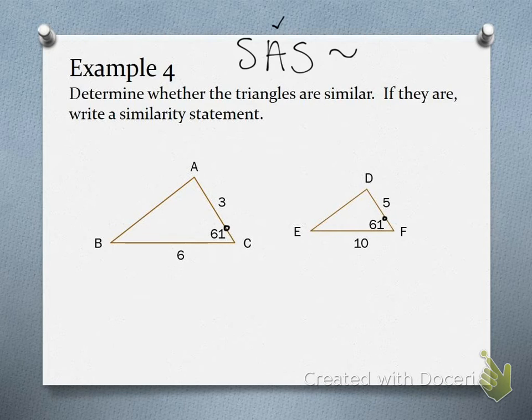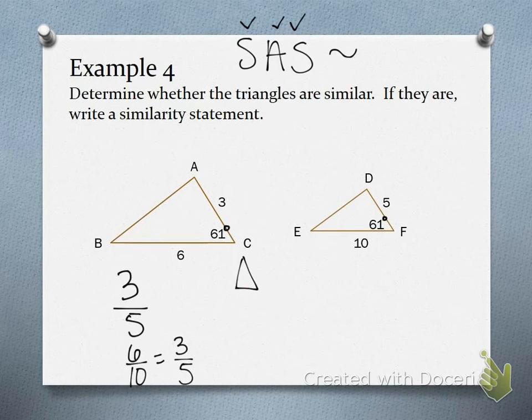So we would compare 3, so side AC, to what side? 5, DF. And we would compare 6 to 10. 3 to 5 will not simplify, but 6 to 10 simplifies to be 3 over 5. So are these sides proportional? Yes, they are. So we checked that the sides around the angle are proportional. Therefore, these triangles are similar.